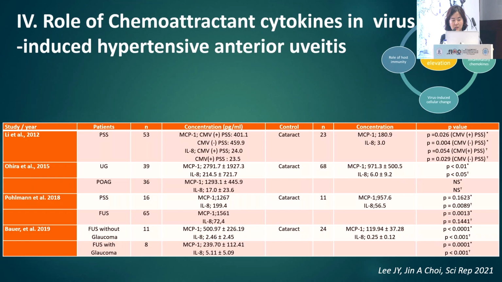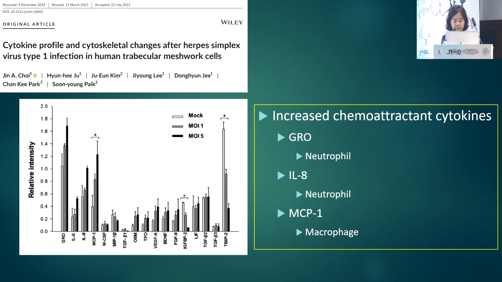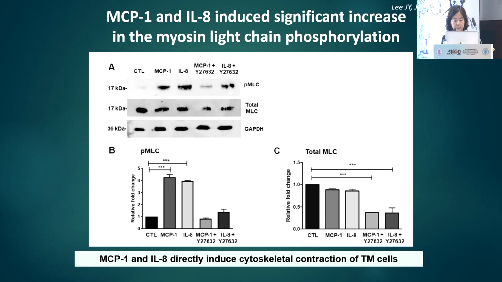Finally, I would like to focus on the role of chemoattractant cytokines. Extensive literature has suggested that these cytokines are elevated in Posner-Schlossman syndrome and uveitic glaucoma. When we infected HSV-1 in trabecular meshwork cells, we found that these chemokines were elevated in the cells, recruiting neutrophils and macrophages respectively. When we applied these cytokines to the trabecular meshwork cells, we found a significant increase in myosin light chain phosphorylation, which induces cytoskeletal contraction of the TM cells and finally increases intraocular pressure.